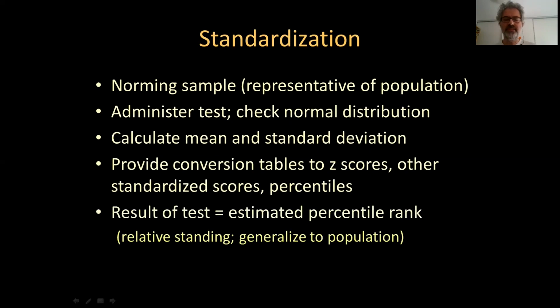So the result of the test is a percentile rank, the proportion of people in the norming sample this person performs better or worse than. So a relative standing. And this percentile is generalizable to the population to the extent the norming sample was representative.